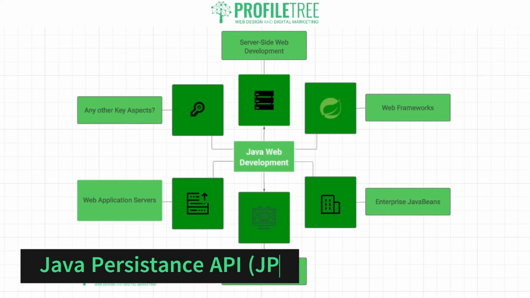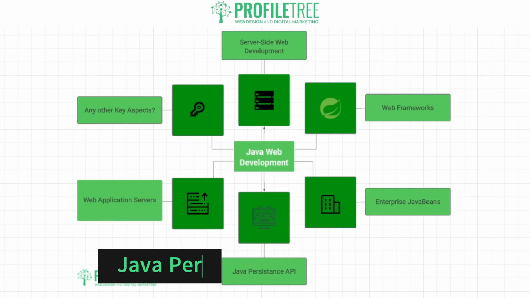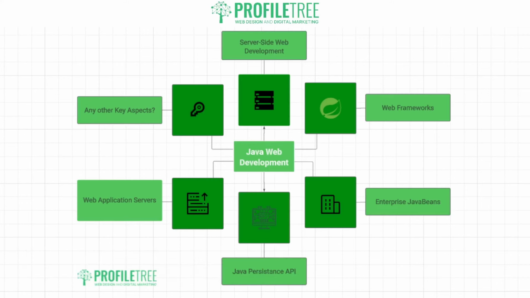Next up is Java Persistence API, so JPA, and this is used for database access and object relational mapping, so ORM. It simplifies database operations by providing an abstraction layer between Java projects and the underlying database, making it easier to work with databases in web applications.